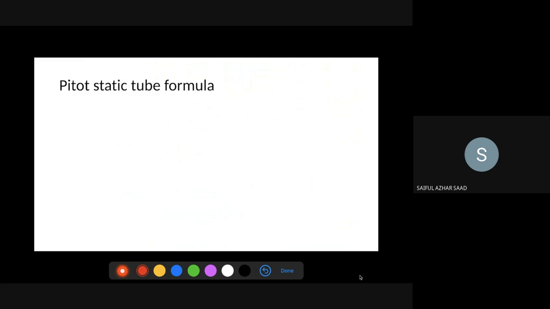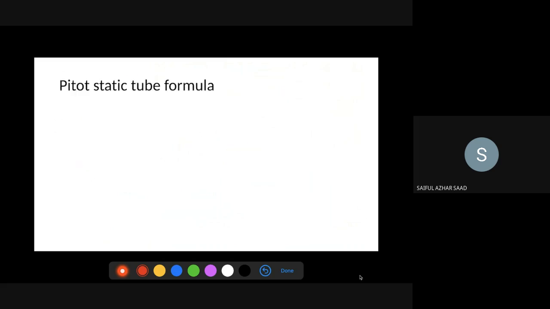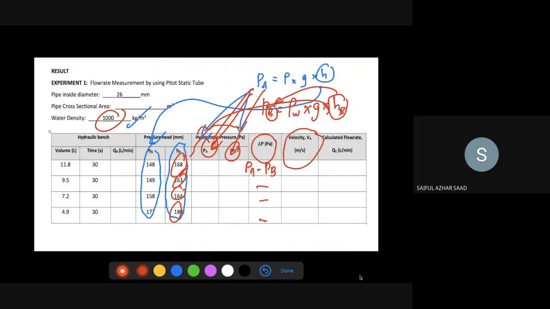Yeah, in order for me to calculate the velocity at point A, from before, I already derived it. So I have (P minus PA) multiplied by 2 over rho, where rho is density. So I can use this formula to get the velocity at point A. Once I calculate that, I can simply put the value over here.